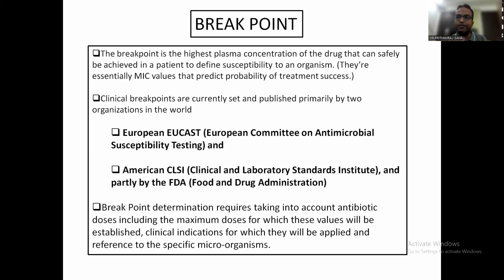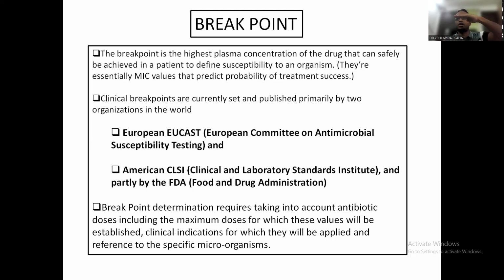So the maximum dose we can give, by which the maximum plasma level we can achieve, is basically the threshold or the wall or the breakpoint. If the MIC comes below that breakpoint, then it becomes susceptible. If the MIC comes above this breakpoint, then it becomes resistant, because by the standard dosing regimen we can reach only up to this maximum level. If the MIC is below this, we can achieve it. But if the MIC is above this, we cannot achieve it. So here it becomes resistant, here it becomes susceptible.